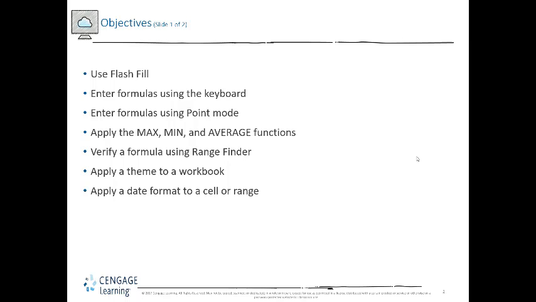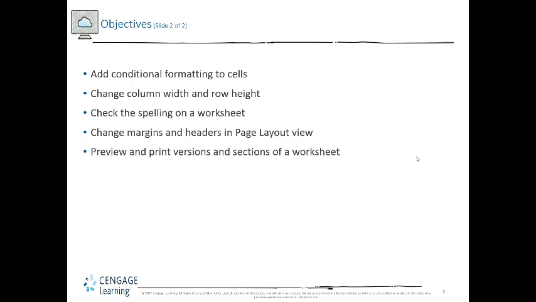These are the things that we're going to be focusing on: using flash fill, entering formulas using the keyboard or using point mode, using some more functions, min, max, and average. You can verify, showing how to verify using the rangefinder, how to apply a theme, and how to apply some formatting changes to the cells. We'll also be looking at conditional formatting, how to change the column width and height, which we kind of know that already, how to do spell check on your worksheet, and then adjusting your spreadsheet for printing.